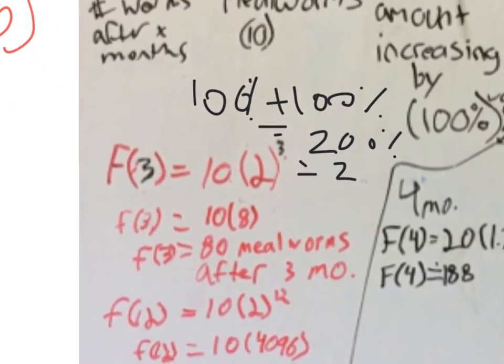So when x is 3, then they put in this value 3 as an exponent and took 10 times 2 to the power of 3. BEDMAS tells us we need to evaluate 2 to the power of 3 first, so they got 8, then multiplied it by 10, so there's going to be 80 mealworms after 3 months.